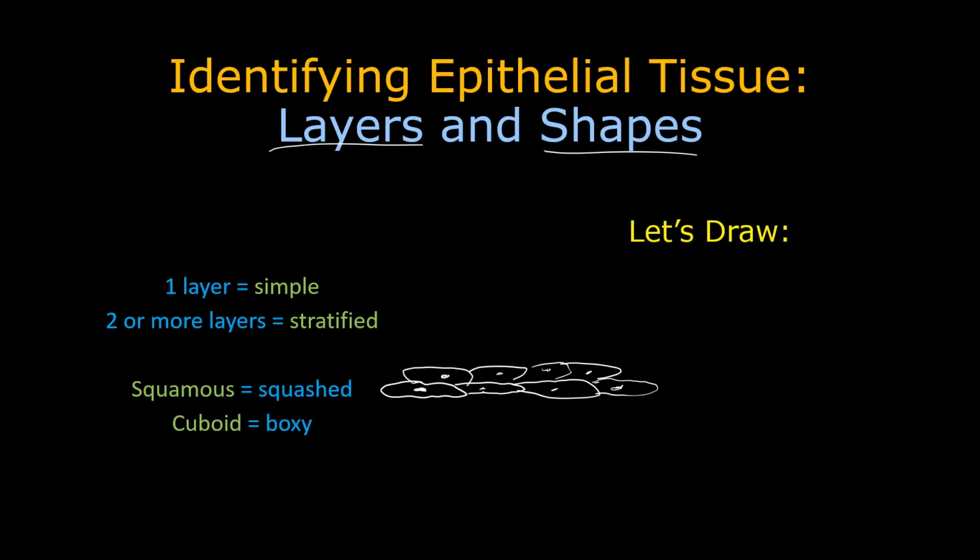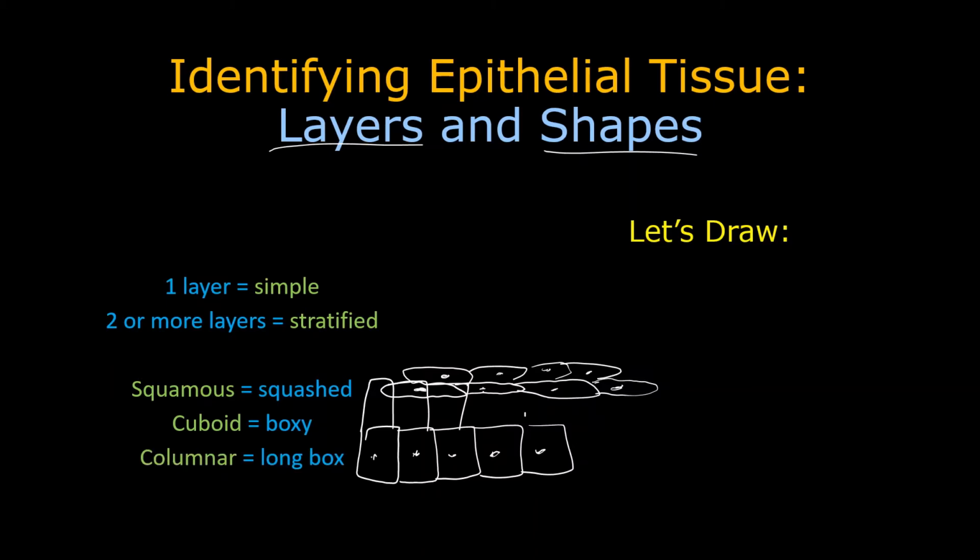All right, a cuboid cell, sometimes called cuboidal, but cube is the key here. It's like a box. So these cells are more boxy. And what I'm drawing here would be a simple cuboidal epithelium, a single layer of boxy cells. If I wanted to make it stratified, I could simply draw some boxes on top of the boxes, right? And I could get stratified cuboid or stratified cuboidal.